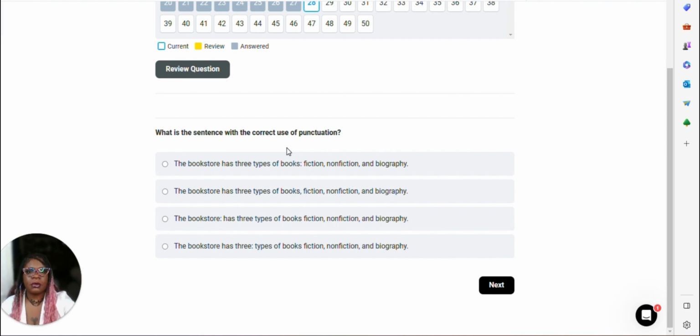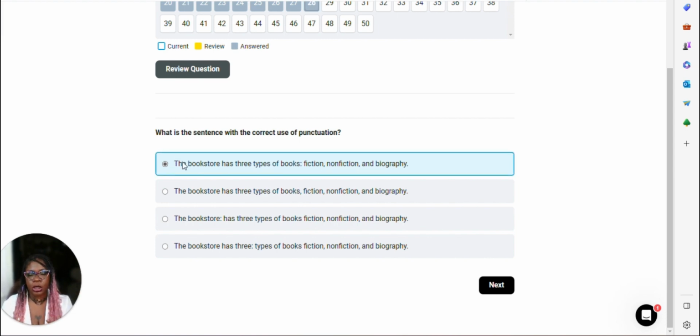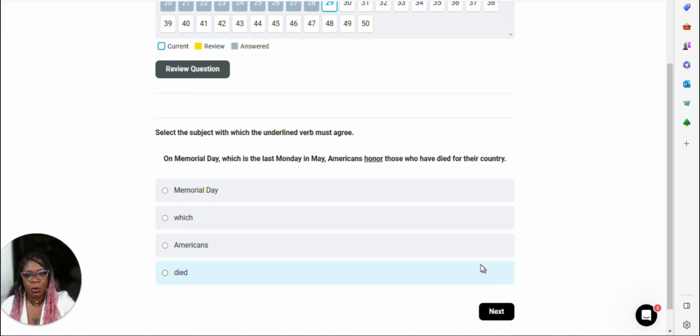After we think about it for a second or two, the answer is: the bookstore has 3 types of books, separated by a colon at this point: fiction, nonfiction, and biography. Colons are used after the last word before introducing a list. That's something to definitely keep in mind. The colon comes after the word that introduces the list. So let's move on to our next question.